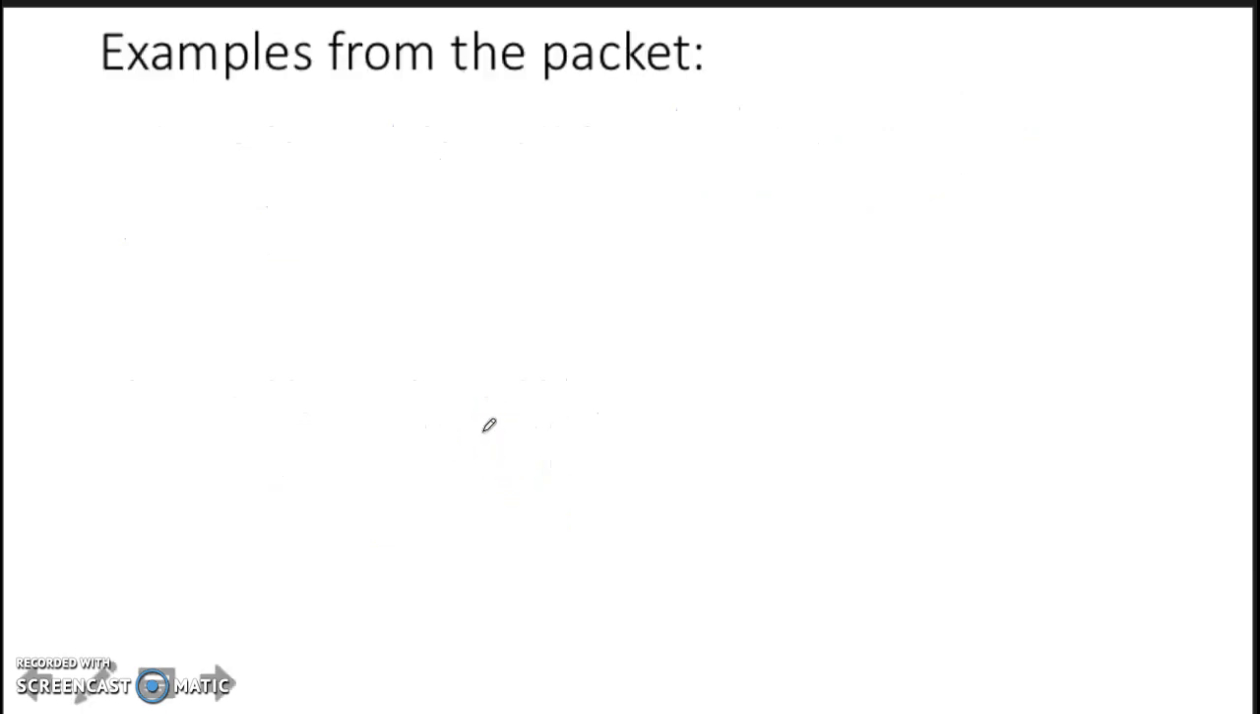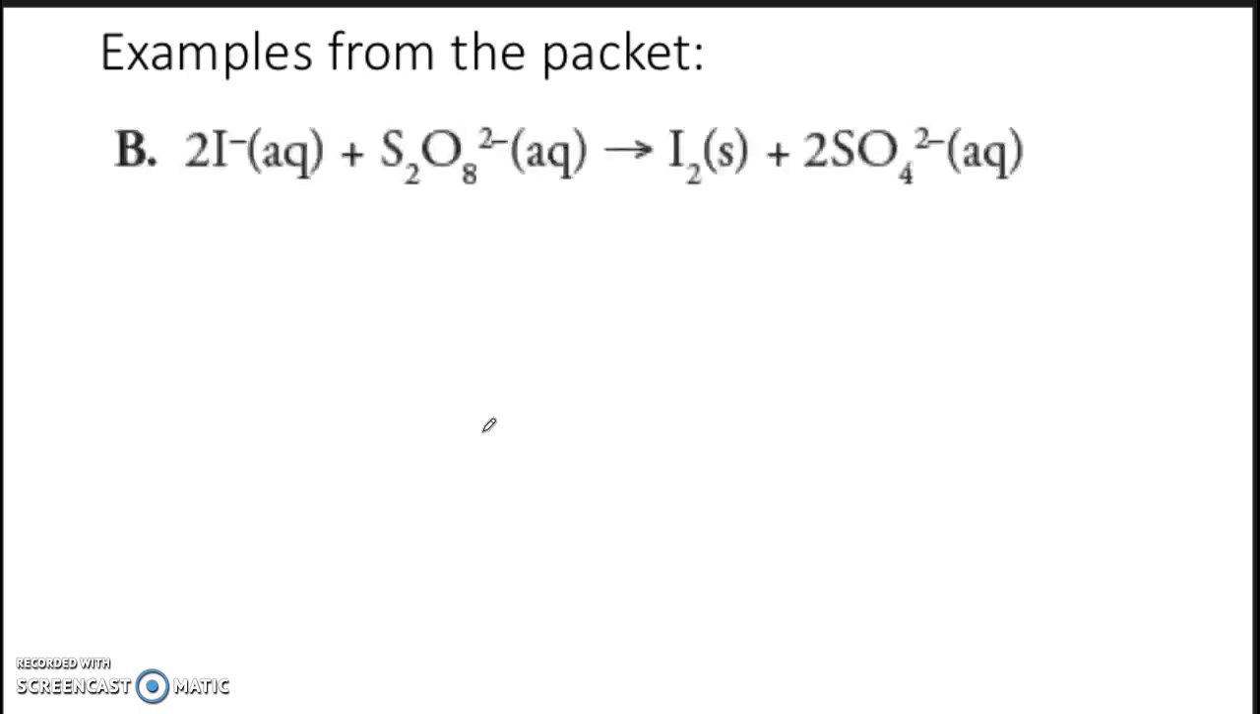Okay, so the examples from the actual packet. I picked one from the first set and one from the second set. From the first set, we'll look at reaction B. In reaction B, we will do the exact same thing. First, scan through: do I have any elements by themselves? Here we go. Iodine. By itself, each of those atoms has an oxidation state of 0.